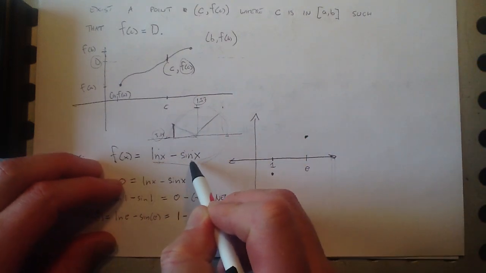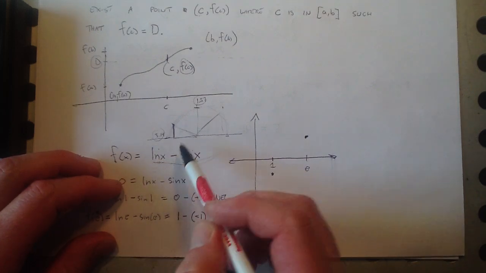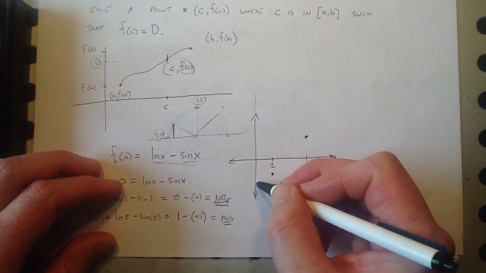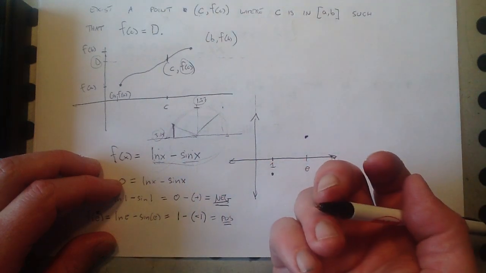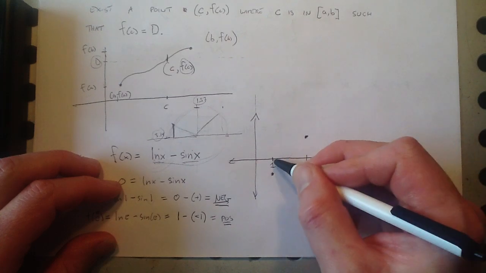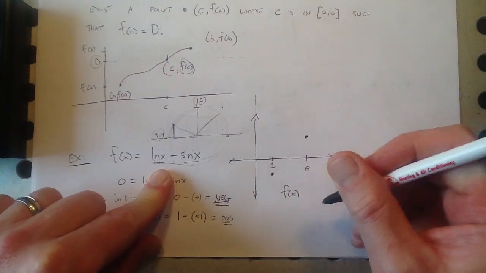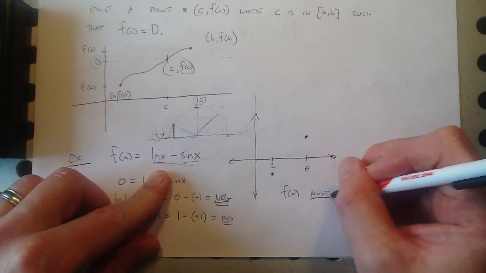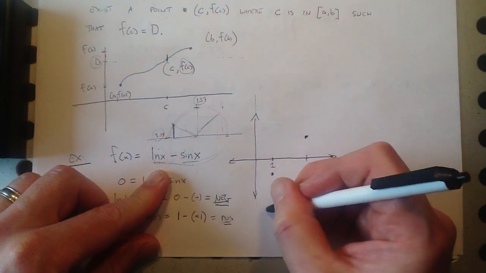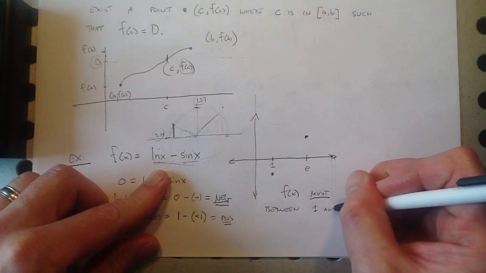Now, this is a continuous function minus another continuous function. This does not have any holes or jumps. It does have an issue here, because the natural log function stops, so it doesn't exist over here. But once you clear 0, you've got continuous function minus continuous function. That's continuous. So to get from here to here, I have to cross 0. So this function, f of x, must have a 0 between 1 and e.